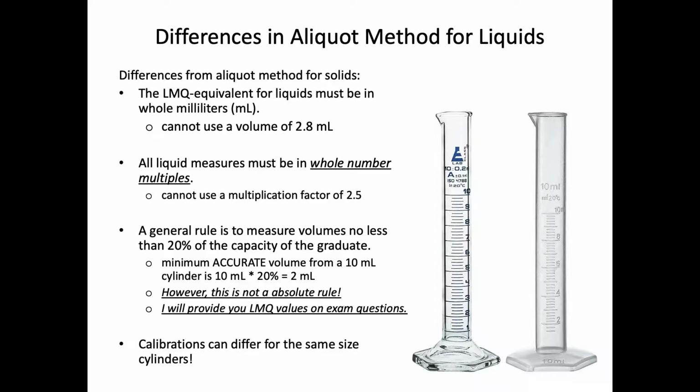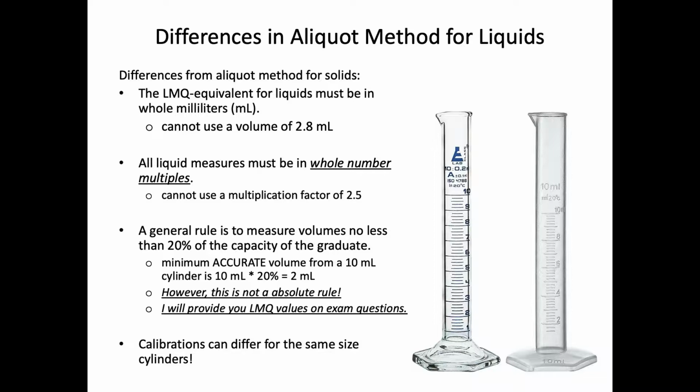So typically, there's a general rule that says the safest thing to do is to make sure you never use less than 20% of the value. So don't measure a volume less than 20% of the cylinder. For a 10 milliliter cylinder times 0.2, or 20%, that would be 2 mils. Generally, you shouldn't use less than 2 mils, which is why on the cylinder on the right, you can see that it doesn't even give you a 1 milliliter marking. It basically starts at the 2 milliliter mark.